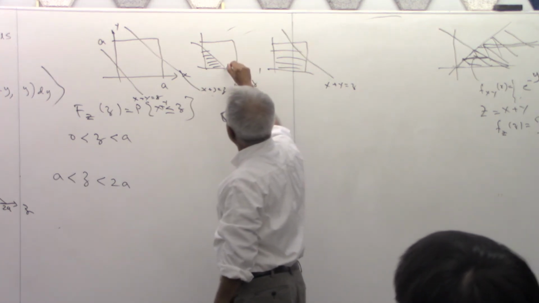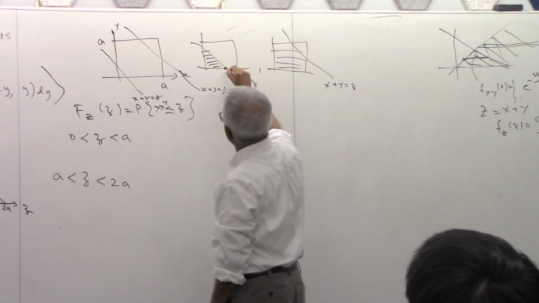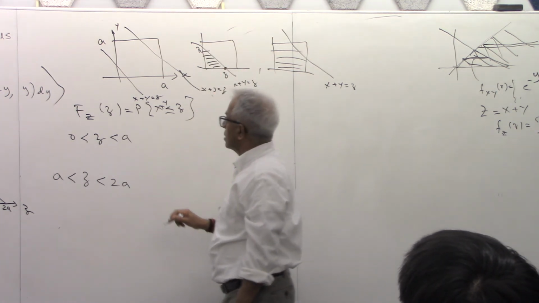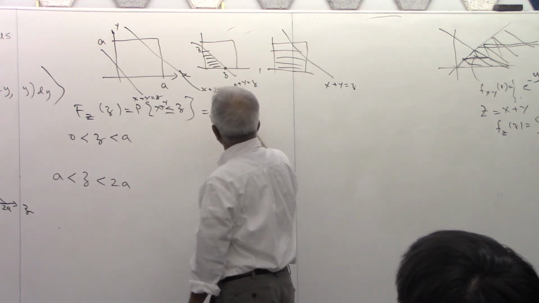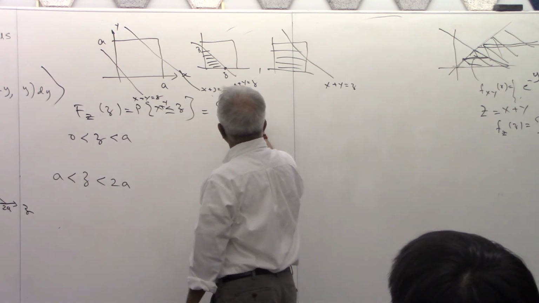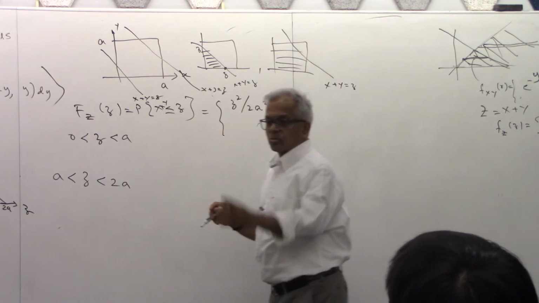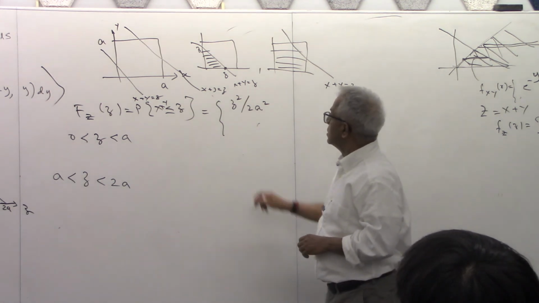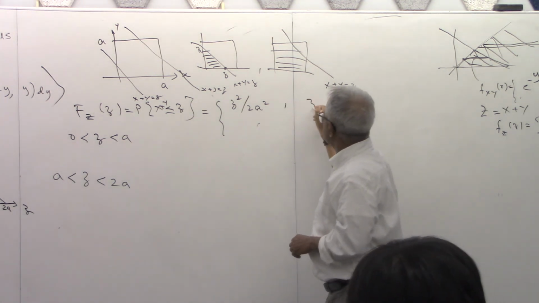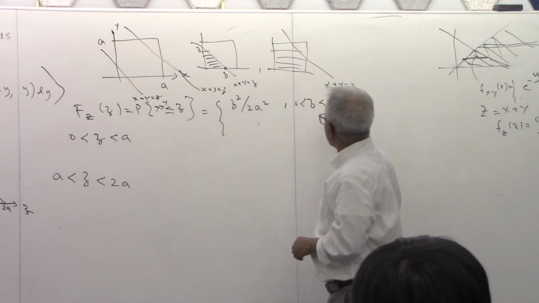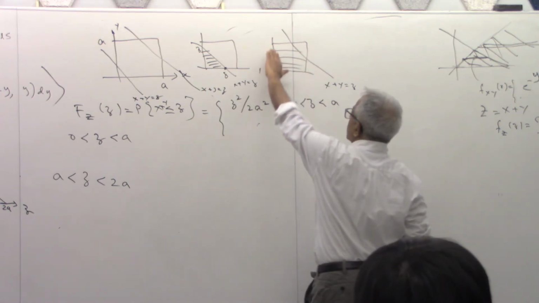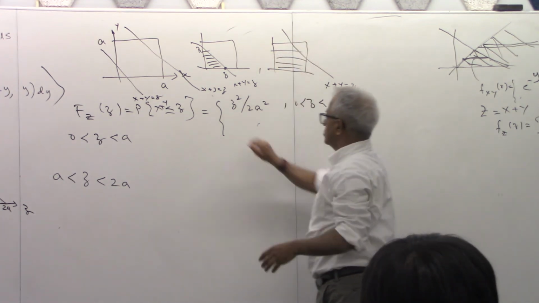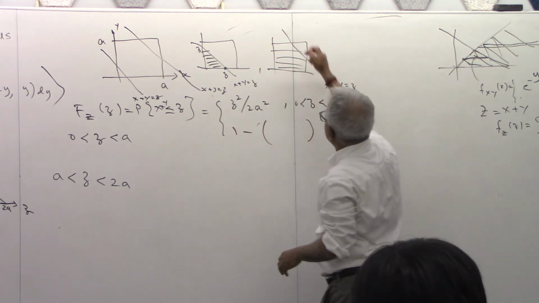So let's find out this point. What is this point? See, so the area of the triangle is z squared over 2a squared, because multiplied by the density function, right? The joint density function is, and so this is for z between 0 and a. And here you have to find out the area here. It's easier to find out the area here and subtract it. So that's going to be 1 minus that area. Let's find out this area.